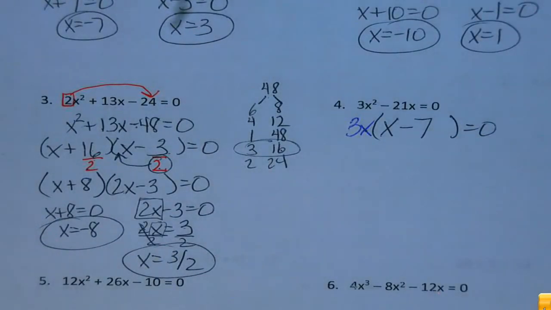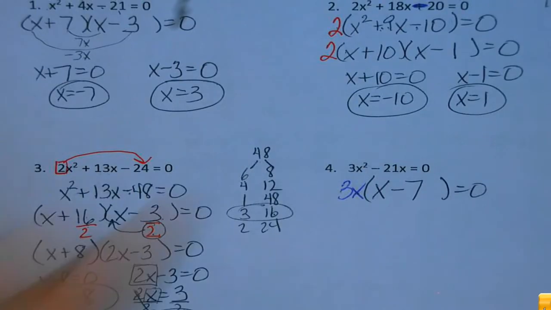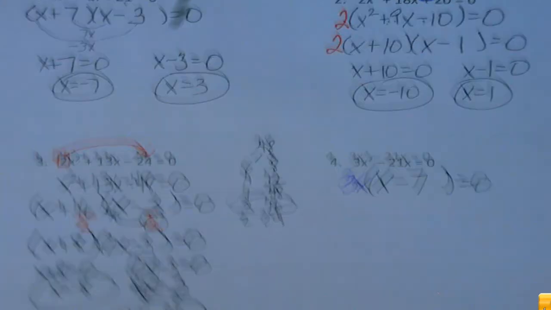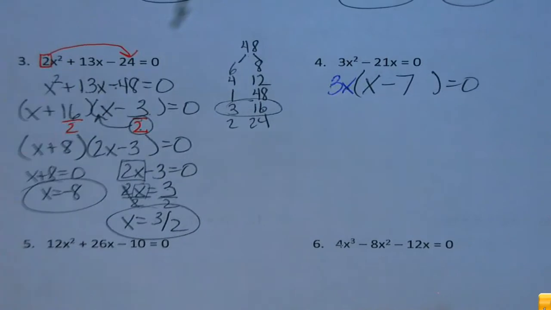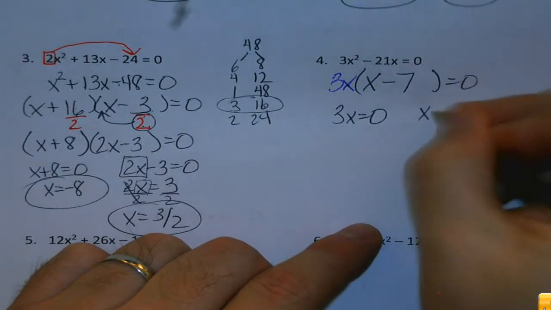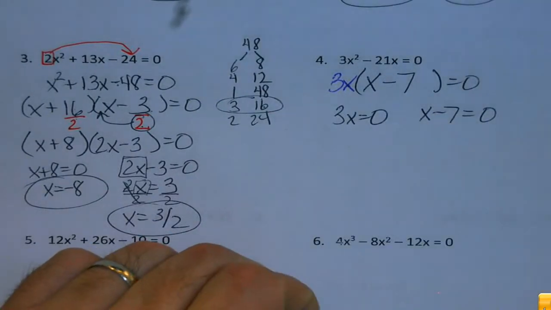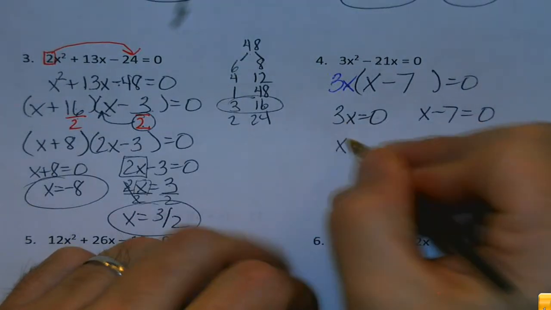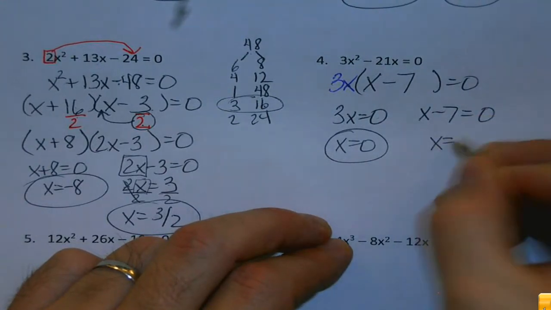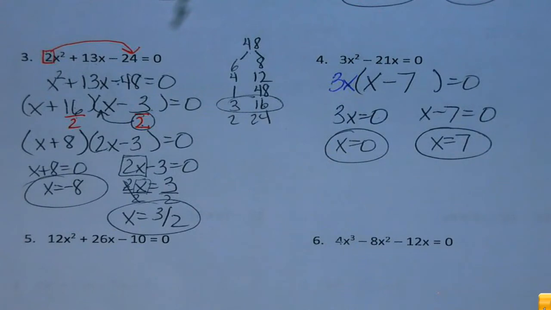Here's where this one's a little different. Before, up here on number 2, when I pulled out the 2, I didn't do anything with it. It didn't have an x attached to it. But now it's a little different in number 4 because it does have an x. Anything with an x can be used to find an answer. So I can set 3x equal to 0, along with my x minus 7. Here I just divide by 3. 0 is a legitimate answer. Here I'd add my 7. I get my 2 solutions. So nothing too bad.